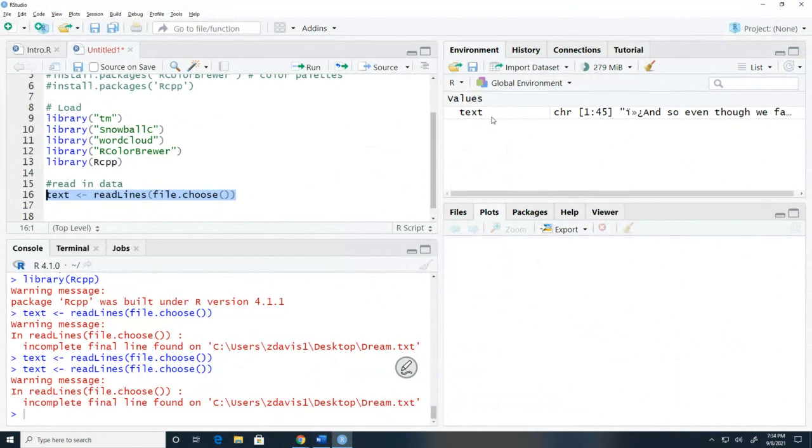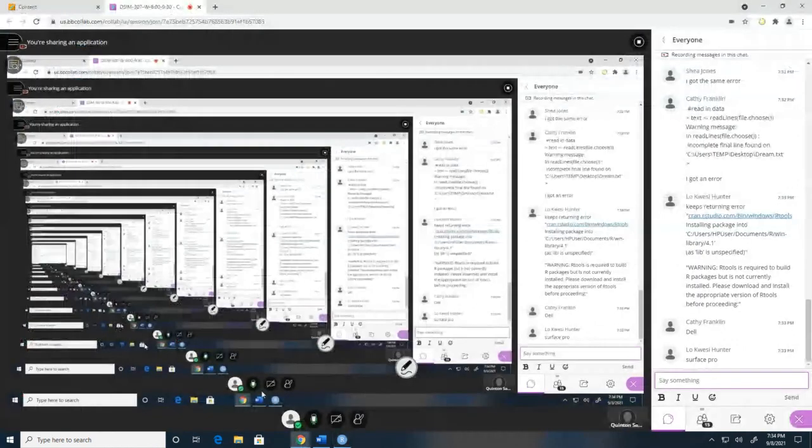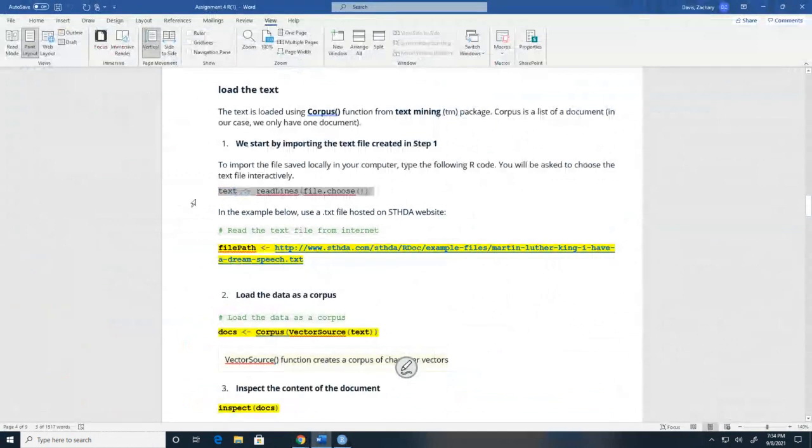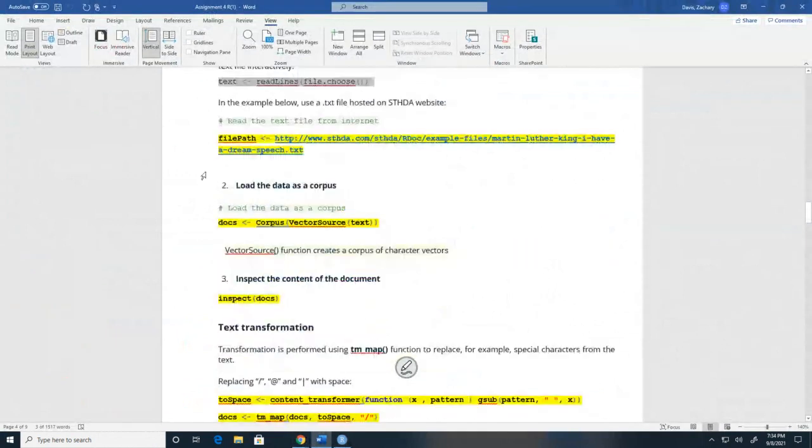Okay, so now hopefully you've got this data in here. So next thing, remember we talked about earlier in the lecture, we've got this data file, it's unstructured. We want to turn it into a corpus. So that's what we're going to do in the next set of code. Start getting it into something we can analyze.